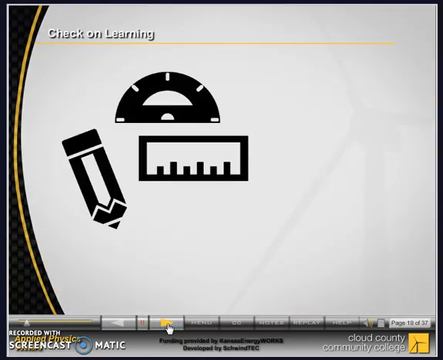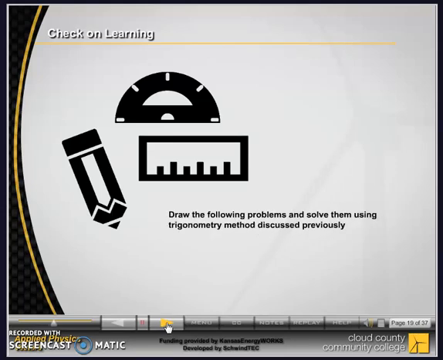Now get out your protractors, rulers, and grid paper. Draw the following problems and solve them using the trigonometry method discussed previously. You can check your answers when finished.